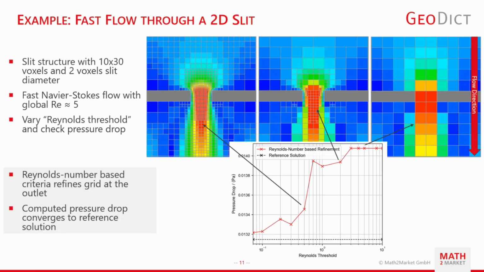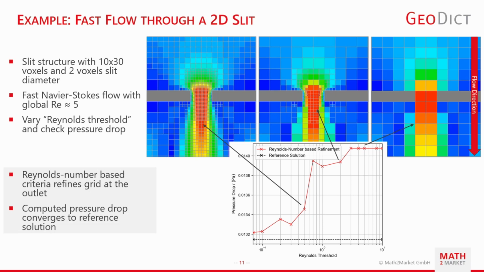Here you see again a 2D example, the slit structure, where we have a fast flow with, in this case, a Reynolds number of 5. So you get a high speed velocity tail behind the slit. What we did here, we varied this local Reynolds number that you can specify for the mesh refinement, and we computed the pressure drop.